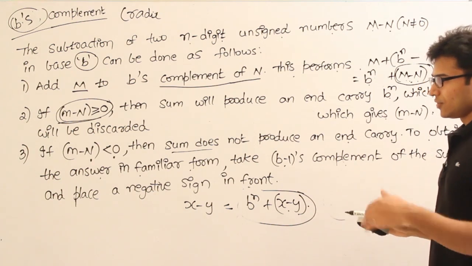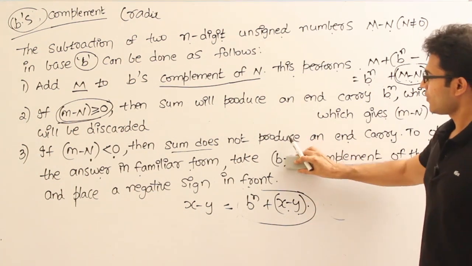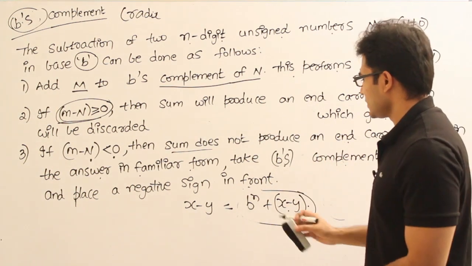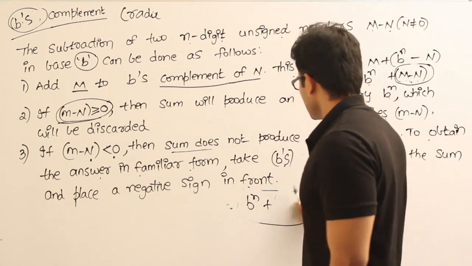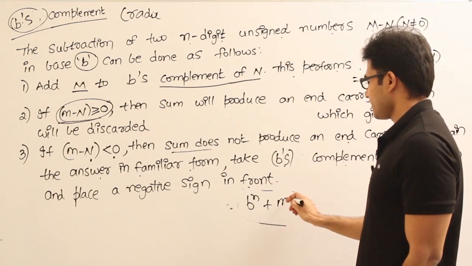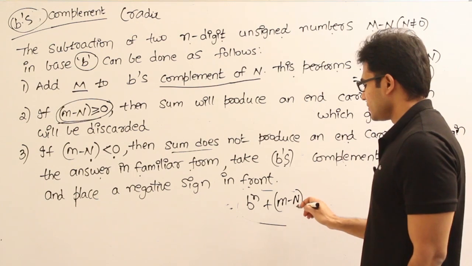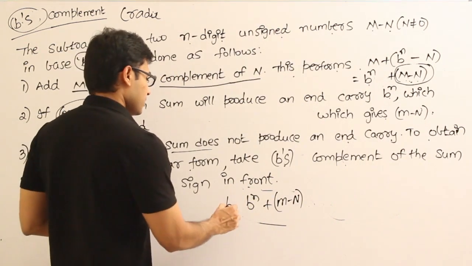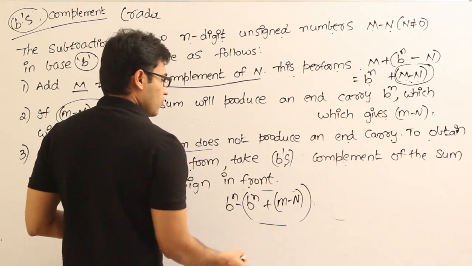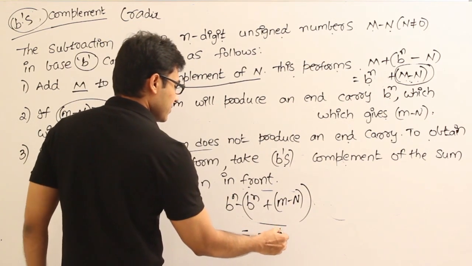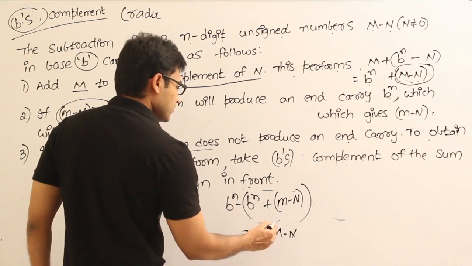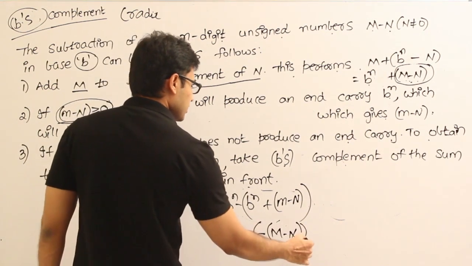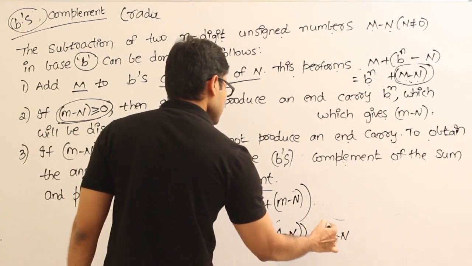Therefore, as of now, if you want to get it in familiar form, you have to find the B's complement of the result. So what do you get by taking the B's complement of the result? If this is B^n + m - n, then how can we get the B's complement of the result? You have to subtract B^n, right? Then what do we get as a result? Minus (m - n), right? We wanted only m - n, therefore we put a minus sign before it, then we get m - n. This is what we wanted.